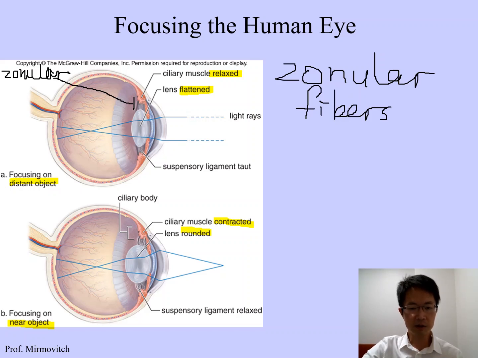Oh, they call it suspensory ligament. Yeah, it's the same thing. Sorry. Zonular fiber and suspensory ligament, they are the same thing. It's just a different term. And then near object, we should call it proximal object. So we have distant object, and then we have proximal object.